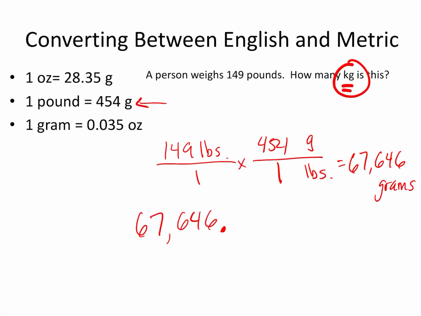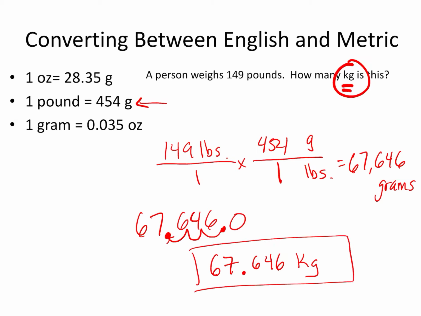67,646. There's my decimal point at the end, right? So 3, 1, 2, 3. Put my new decimal point there. So it's 67.646 kilograms. All right, so if you are around 149 pounds, you are around 67.5 kilograms.